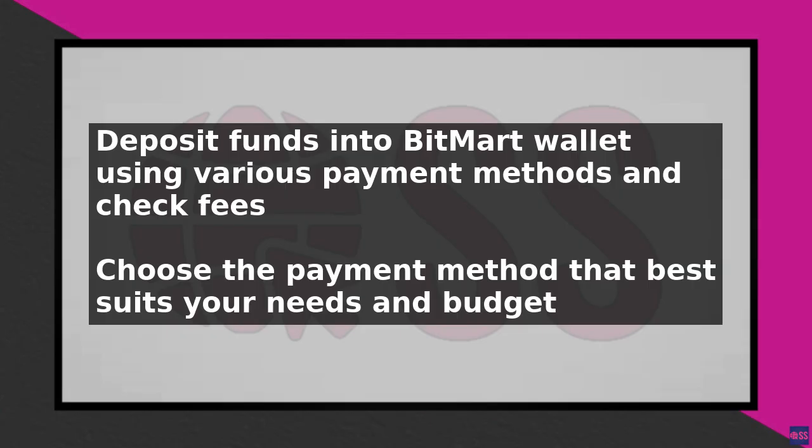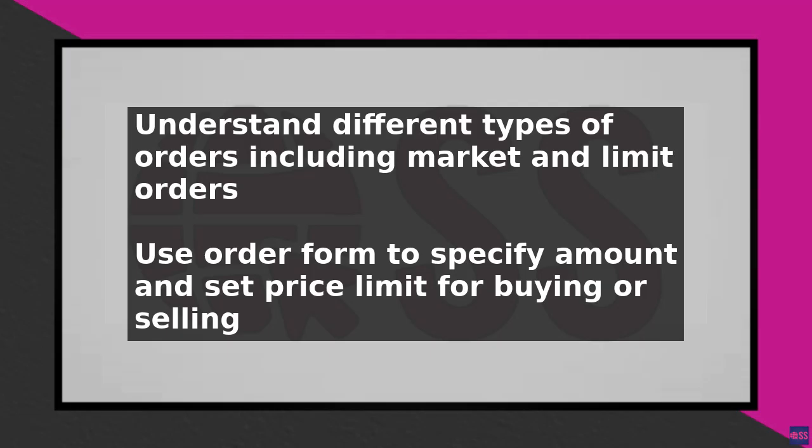It is essential to understand the different types of orders, including market orders, limit orders, and stop-loss orders. Market orders allow you to buy or sell at the current market price, while limit orders enable you to set a specific price at which you want to buy or sell. Stop-loss orders help you limit potential losses by automatically selling a cryptocurrency when it reaches a certain price.